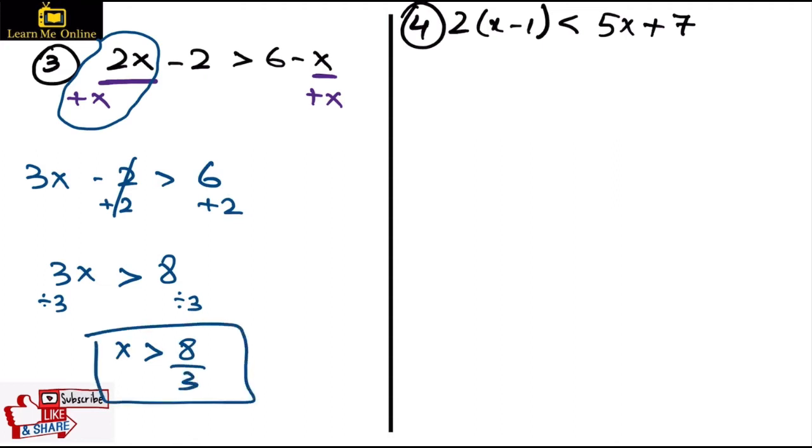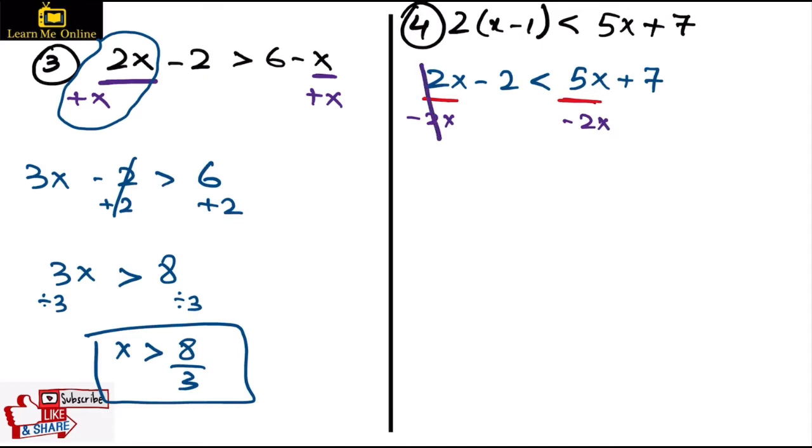For the next question, we do the same thing. We see that we have a bracket, so whenever we see a bracket, we're going to expand the bracket first, which would be 2x minus 2, and the other side remains the same, which is 5x plus 7. Now we see that we have x on the left hand side and x on the right hand side. We're going to see which one is the bigger x. This is 2x, this is 5x. So of course we do the inverse of the smaller x value. We now do minus 2x on both sides.